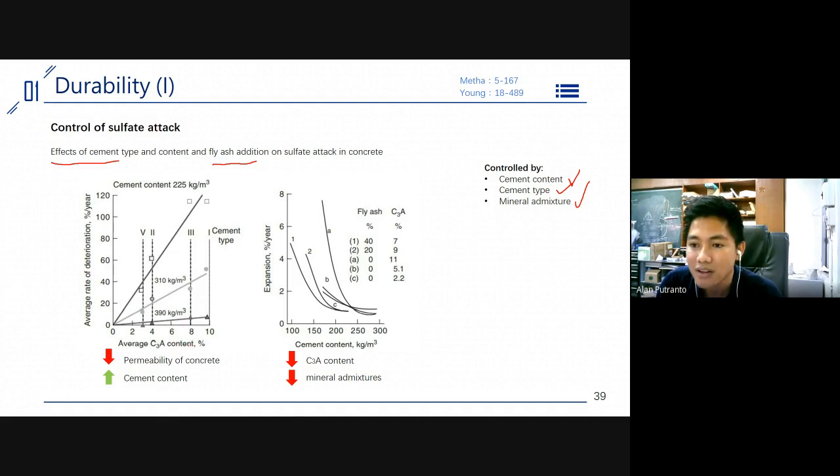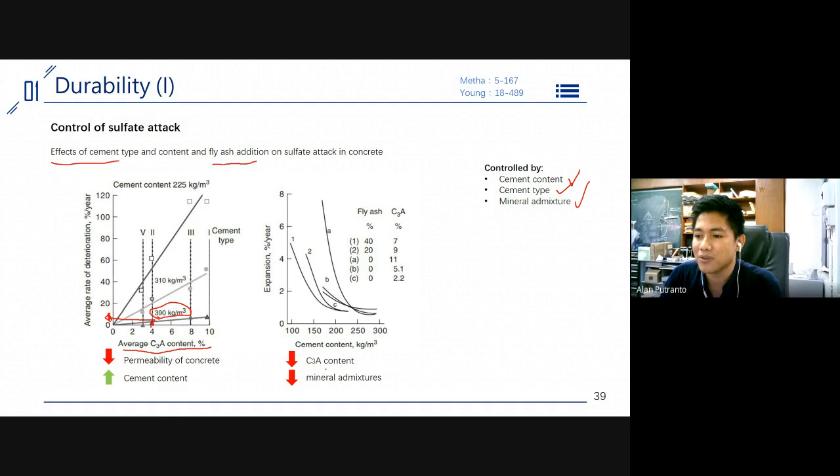Let's see this. The average C3A content in every cement type is different, right? Now, let's take a look at the cement content. For the same C3A content, a higher cement content will have lower deterioration. So to create a good concrete structure to resist the sulfate attack, we can create a high strength concrete maybe.